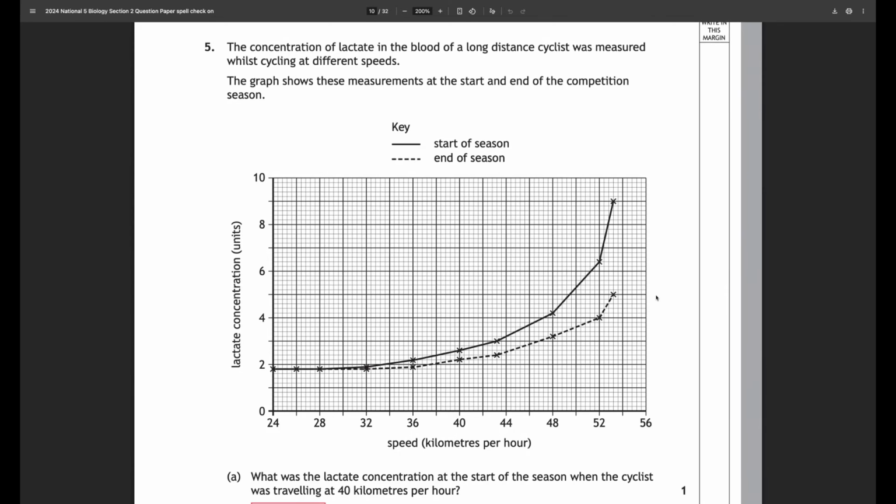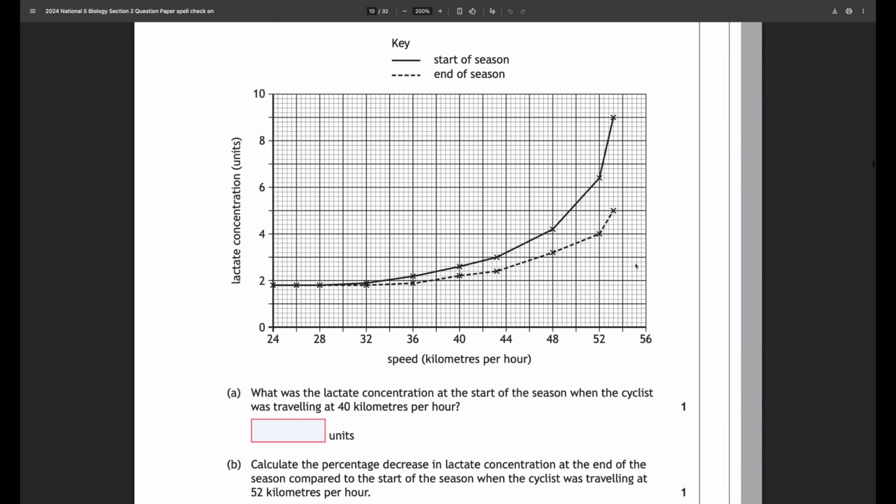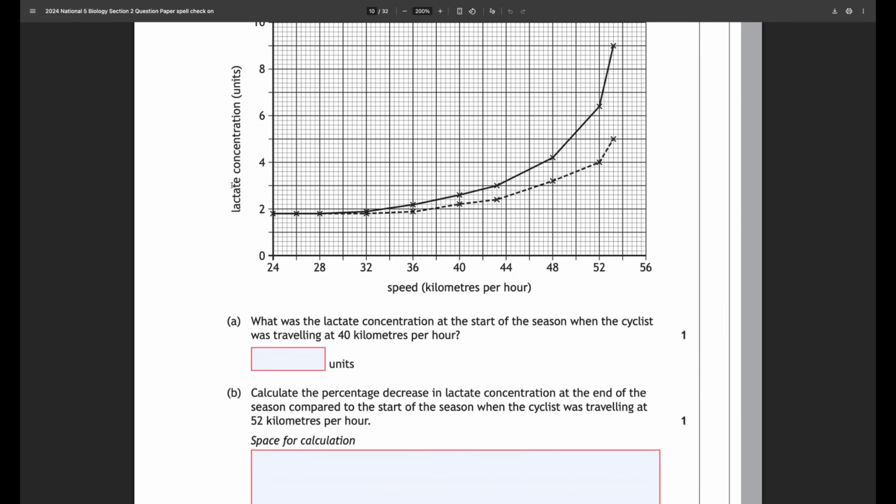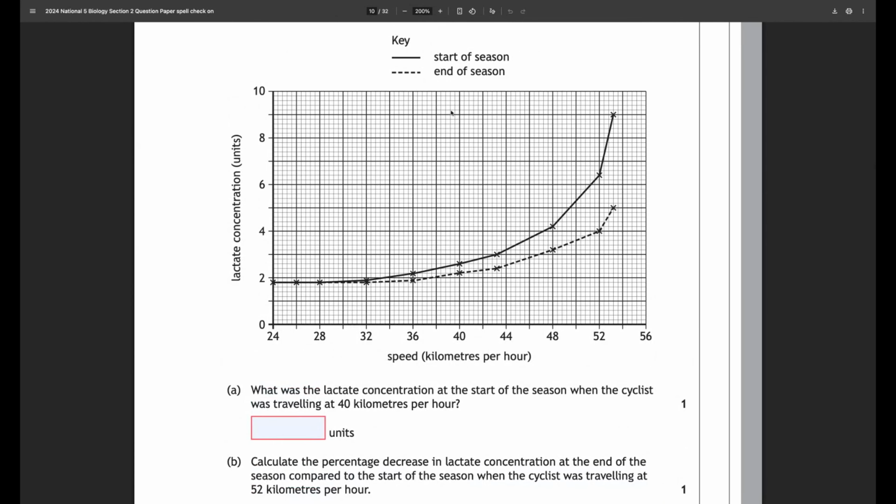The concentration of lactate in the blood of a long-distance cyclist was measured while they were cycling at different speeds. The graph shows these measurements at the start and the end of the competition season. Okay, perfecto. We've got the lactate concentration up the side here, and we've got the speed that they were cycling, and the start and the end of the season. And we can see the start of the season has got a slightly greater upward curve, especially at those higher speeds, compared to the end of the season. So anyway, we'll see what the questions are asking us.